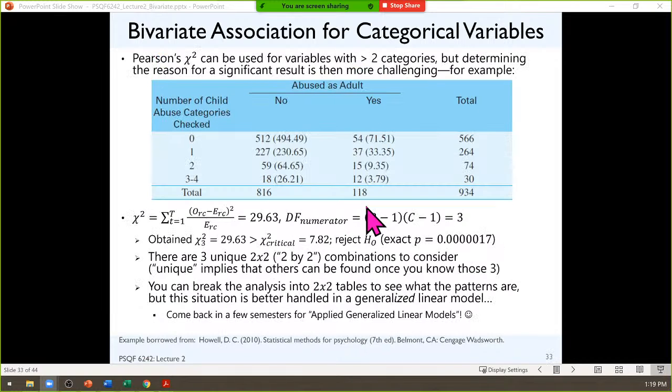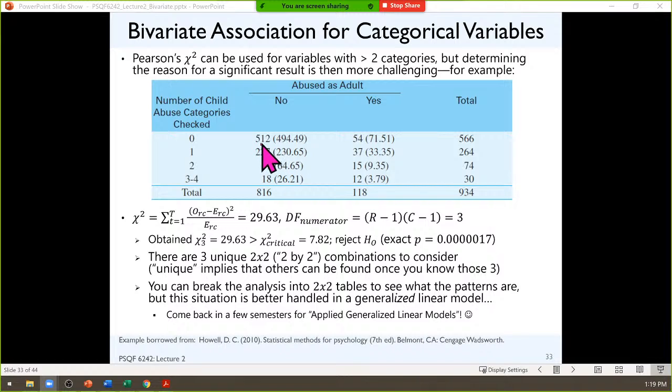Okay. Now, what about this table? Here's an example of an ordinal with a binary. So the rows on slide 33 here have to do with the number of types of child abuse that someone has said happened to them, 0, 1, 2, or 3 to 4, and then whether or not they were abused as an adult. So the null hypothesis that's being tested in this example is no association.